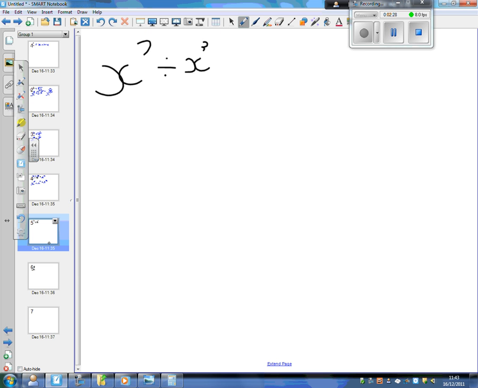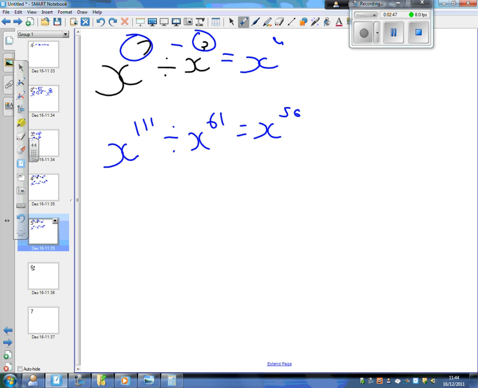It's exactly the same, the opposite to the divide. So all you need to do is take away the indices. So this particular example would equal x to the power of 4. Again, if I do another example, x to the power of 111 divided by x to the power of 61 equals x to the power of 50. Oh, sorry, 50, not 56. Just got to take them away.